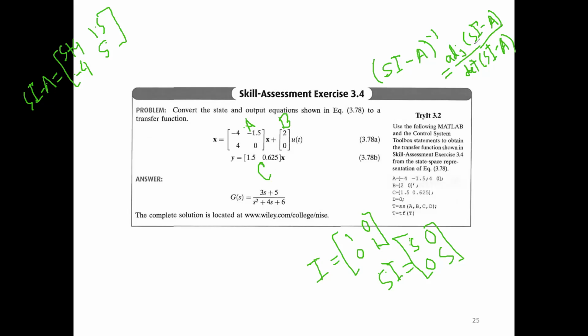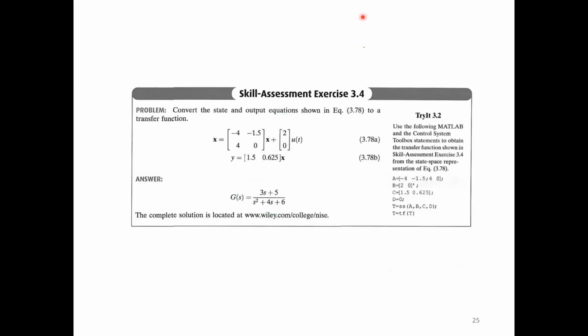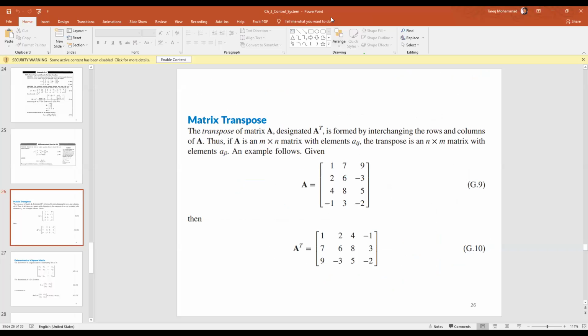So to take this inverse, you have to calculate the adjoint as well as the determinant. Okay, so that is your task. So try to solve this one, and you have to bring this one. I may give you it as your class performance also. So you have to find out the SI minus A inverse. Okay, so that's all for today. I will upload this one, this site, so that you can solve.